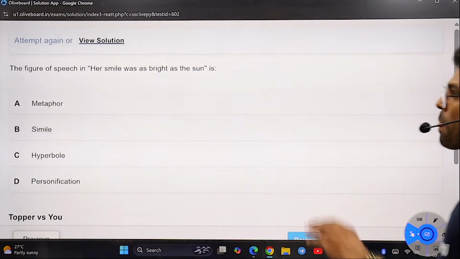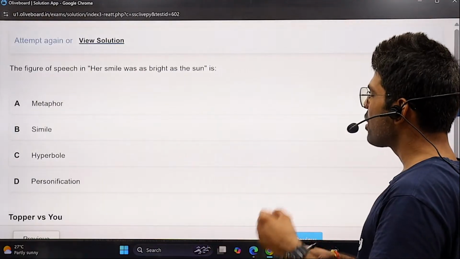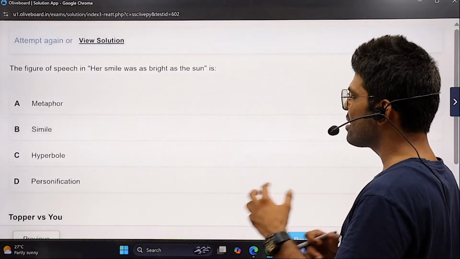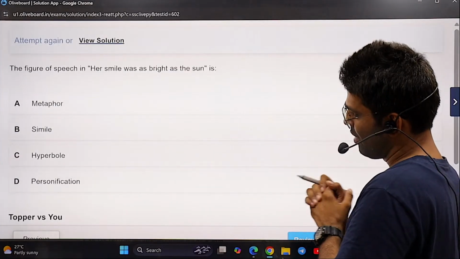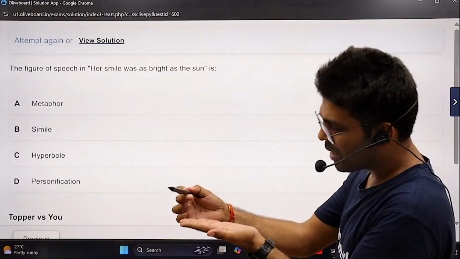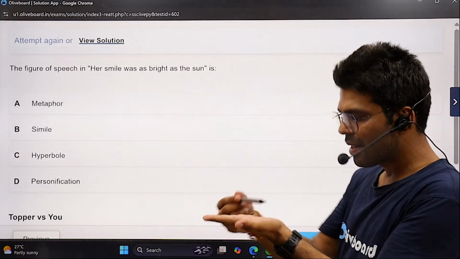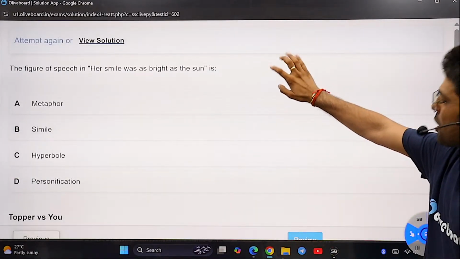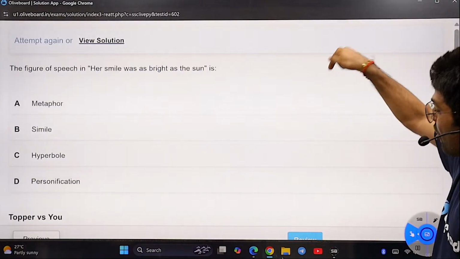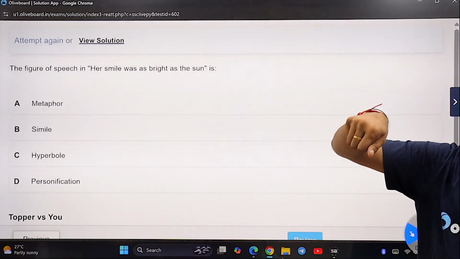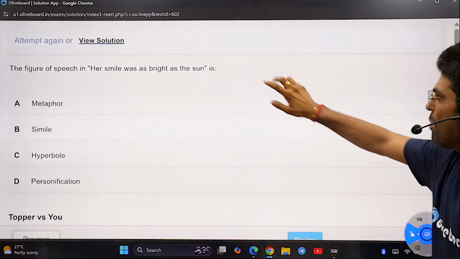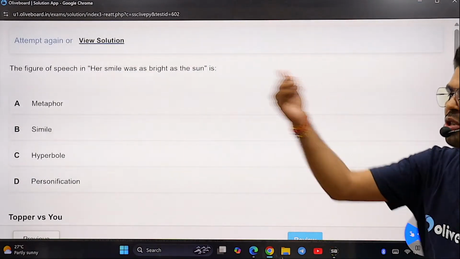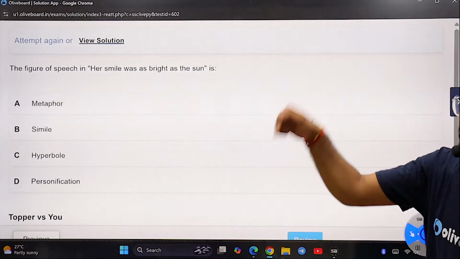Great, Shikha. The figure of speech in "her smile was as bright as the sun". Metaphor. Metaphor is implied simile where you don't say you are similar to them, you are like them, as them. You say you are them. Kashmir is the heaven of the earth. Metaphor. Camel is the ship of the desert. Metaphor. Camel is not like ship, as ship. Camel is the ship.